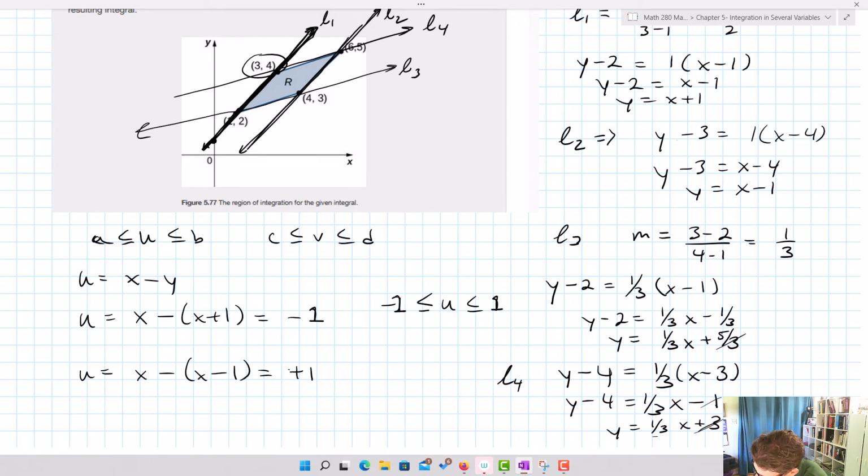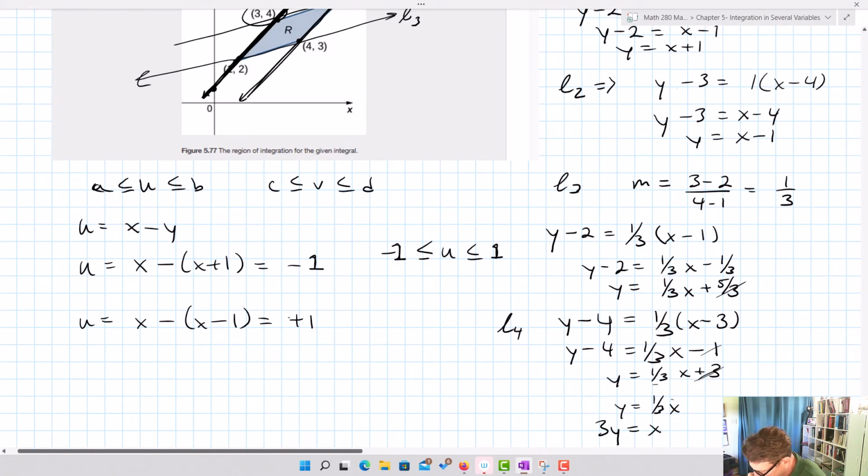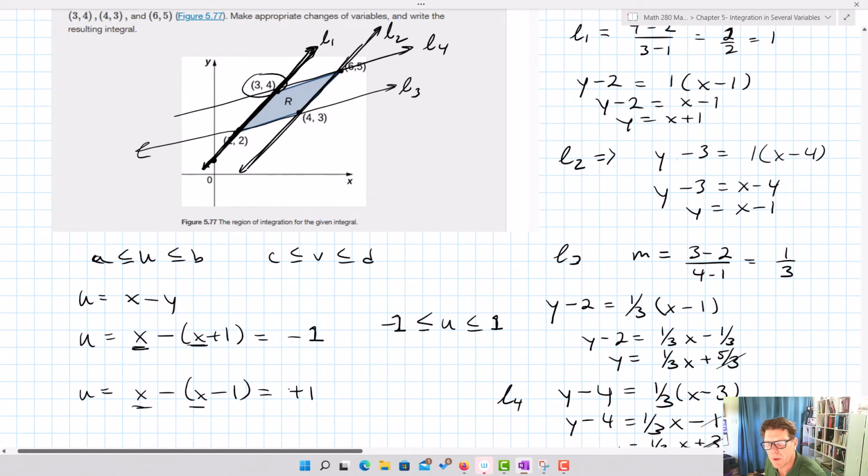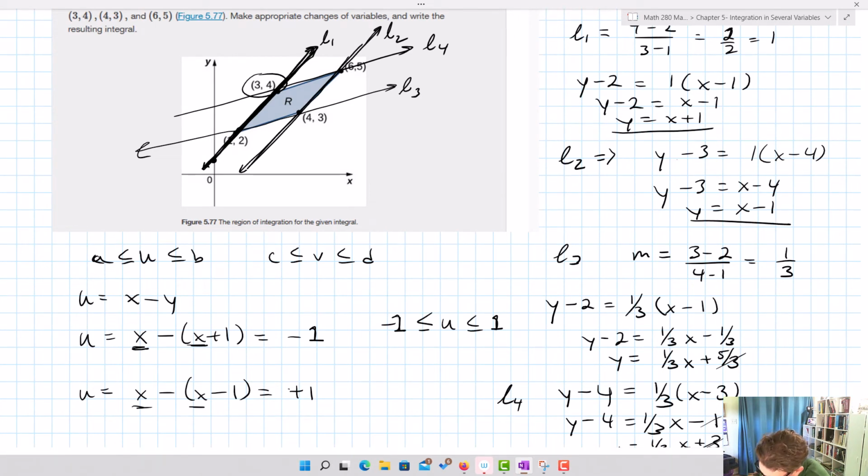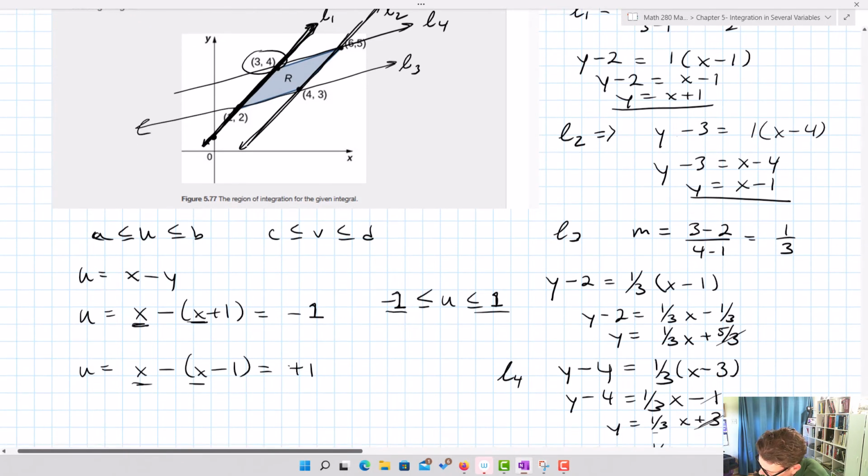Well, I'm going to take a look at that and go, that's kind of handy. Notice that all I needed was something that basically had the same slope, because I wanted to get rid of my x values. When I plugged in these functions, y equals x plus 1 and y equals x minus 1, I ended up with bounds for u of negative 1 and 1. So let's take a look at the other two.